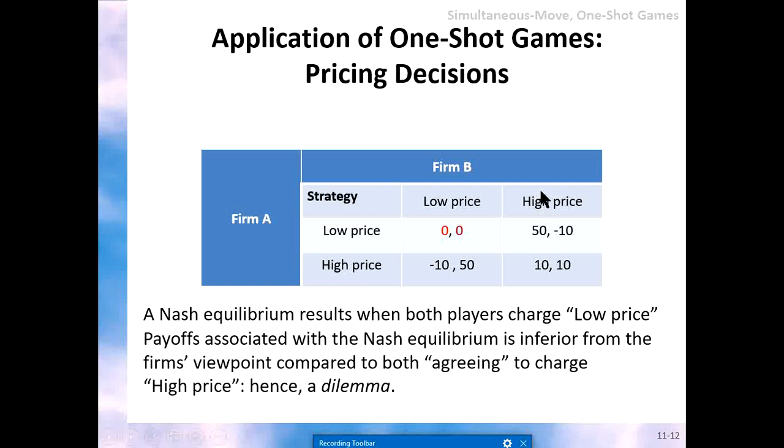So he may not do that, so that he will not be in that situation. Therefore, this collusion between the two firms to charge both of them a high price may not happen. So we come to this low price, both of them charge a low price and get zero profit.